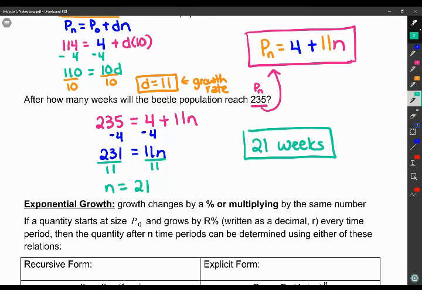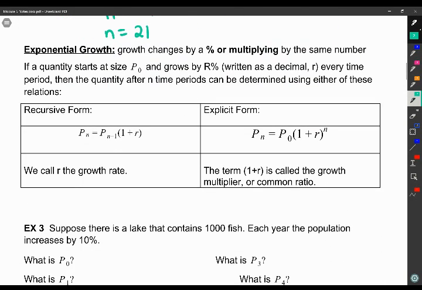So that's linear, and that's what you worked with in 8th grade, but you also looked at it again in secondary 1, comparing linear to exponential growth. And so when we talk about exponential growth, remember that exponential is when we are changing the growth by a percent or multiplying by the same number, where remember linear is adding or subtracting by the same number. Exponential is multiplying or it's changing by a percent.